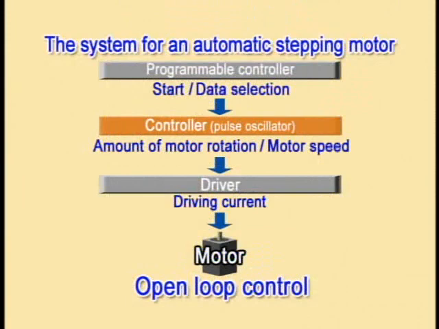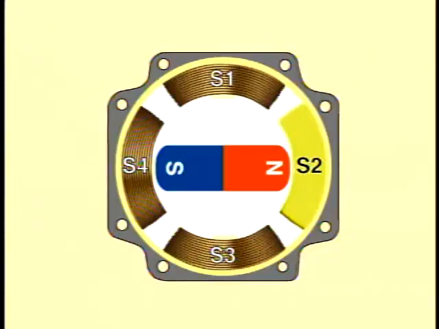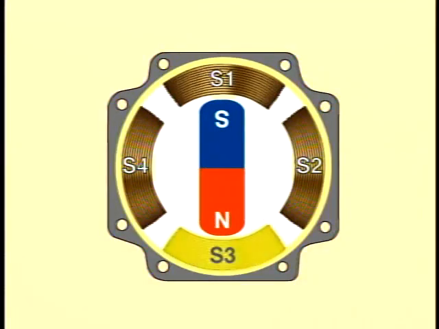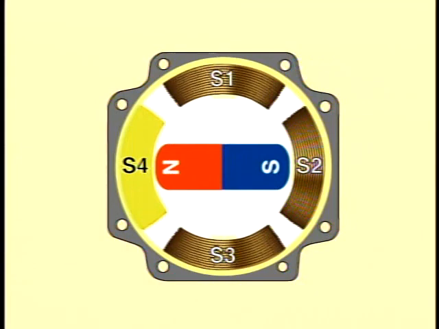The transistor is controlled by a pulse signal. A single pulse signal provides a setting for switching the direct current to the stator coil on and off. We have seen the basic structure and operating principles of the stepping motor.